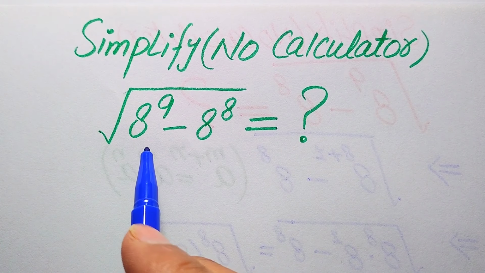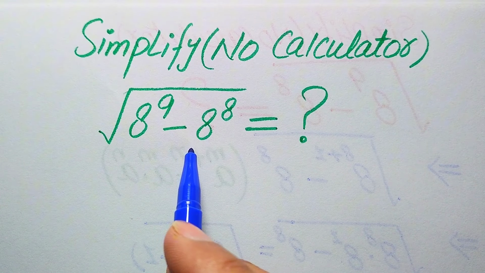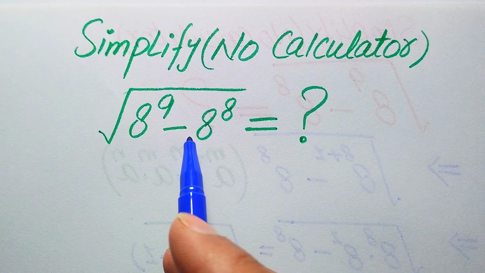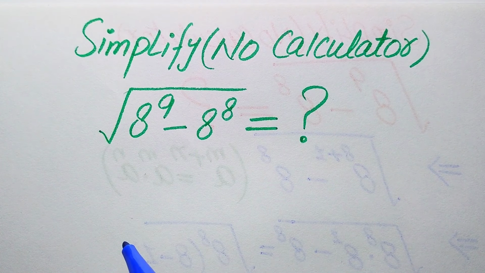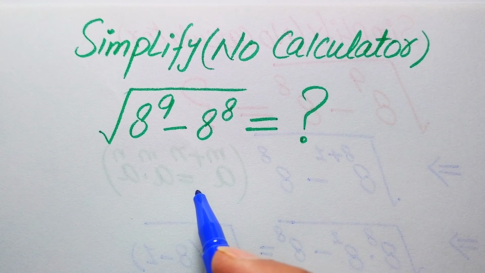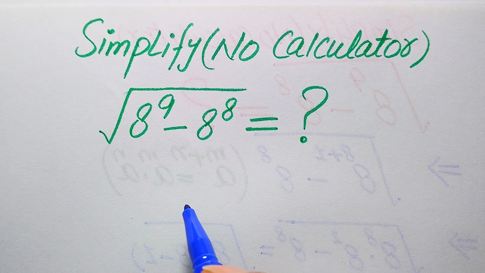So here we have the square root of a to the power of 9 minus a to the power of 8. We need to write this algebraic expression in simplified form without using a calculator. Here we need to show all of the working on this paper.